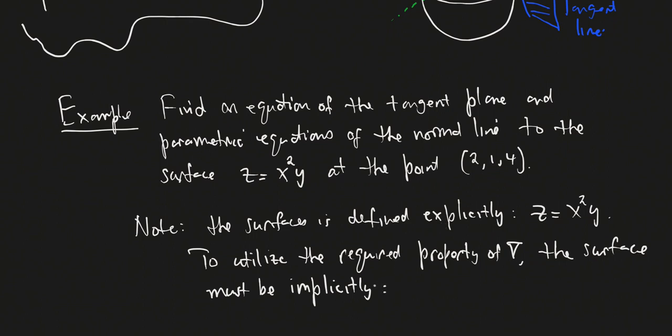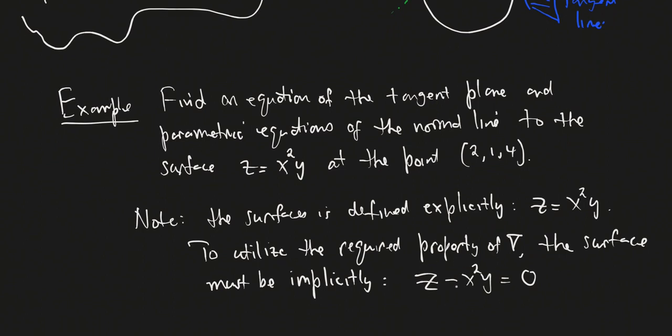Well, the easy way to do that, like I said, is just to move everything to one side of the equation. Now, depending on how the equation is set up, there are some things you might be able to do to make it a little bit easier. But the easy way to do it is just to say z minus x squared y is equal to 0, and then call this your big F, right?